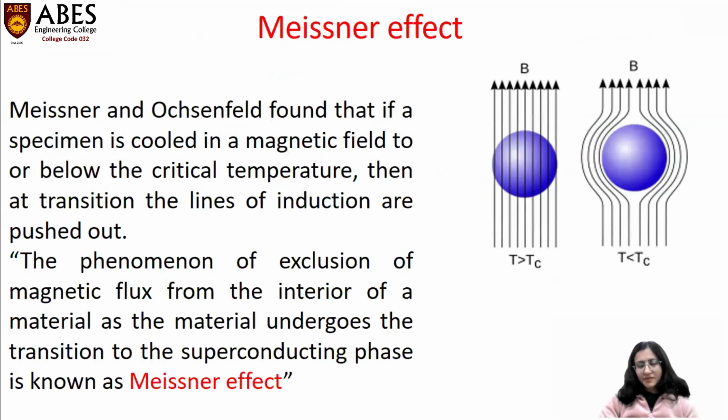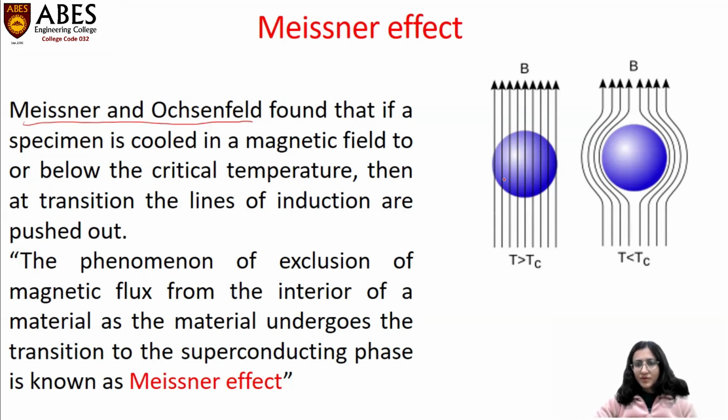Further, the Meissner effect is another very interesting phenomenon, observed by Meissner and Ochsenfeld. These two physicists collectively performed this experiment. They observed that if a specimen is cooled in a magnetic field to below critical temperature, the lines of induction, the lines of magnetic field, are pushed out. The Meissner effect is the phenomenon of exclusion of magnetic flux from the interior of a material as the material undergoes the transition to the superconducting phase.